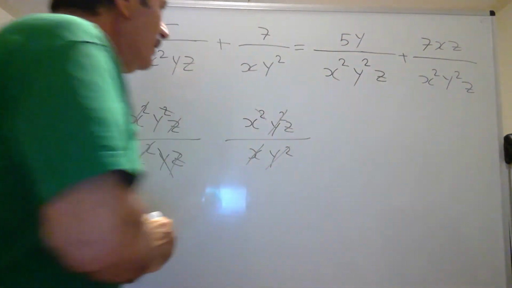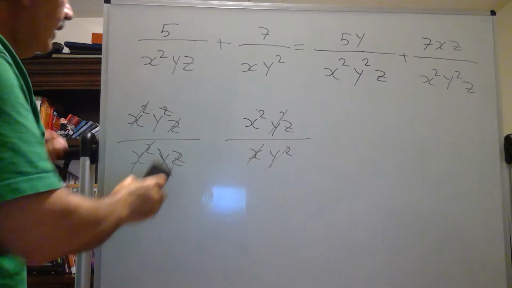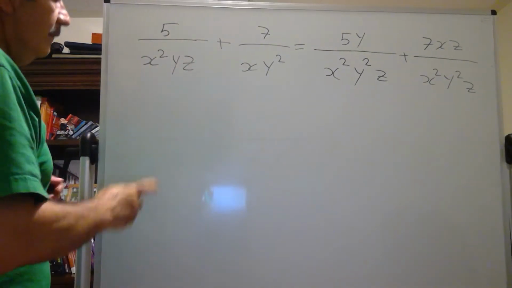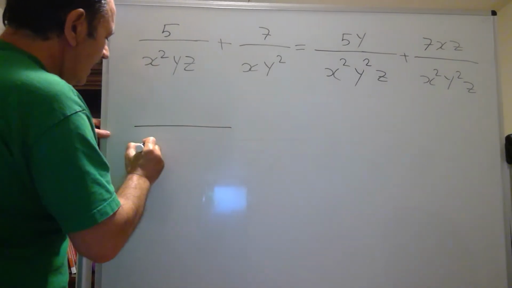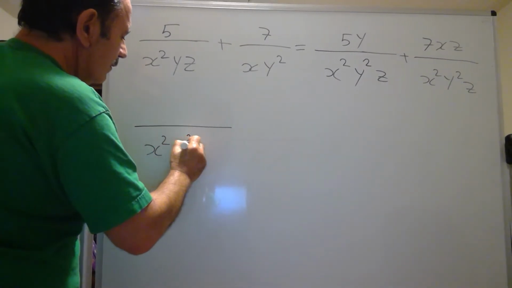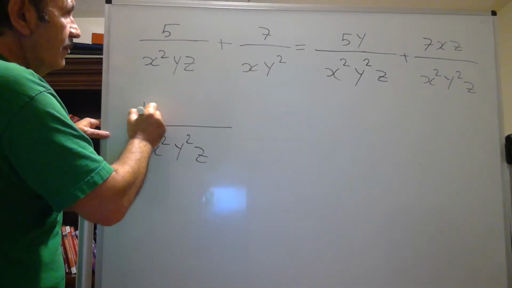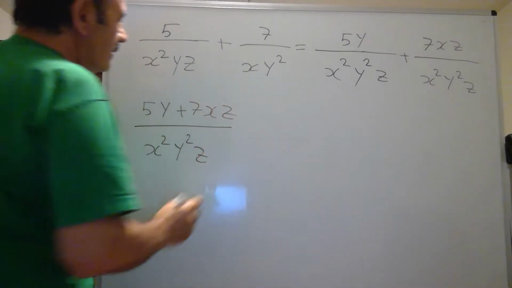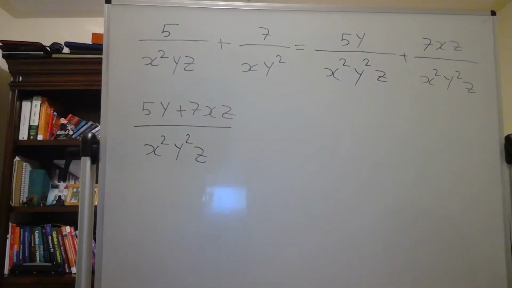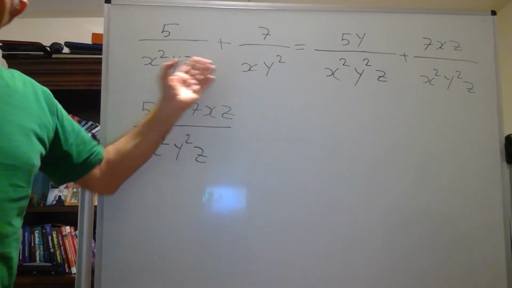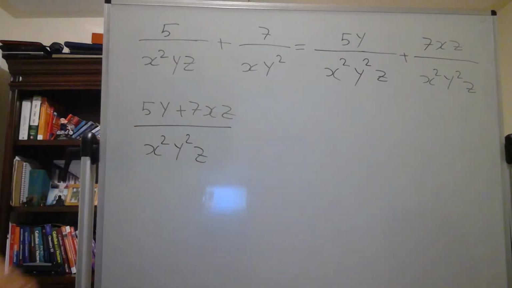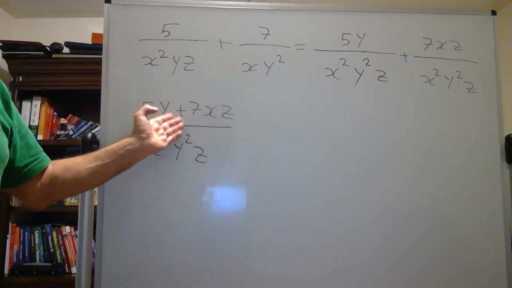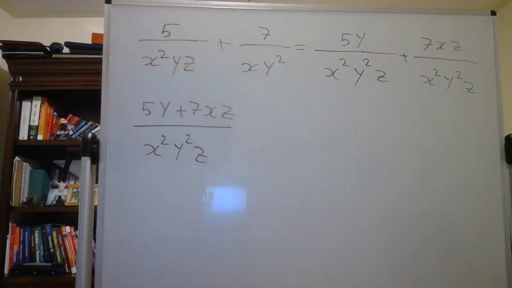Now we have the same denominator. Write the same denominator and do the algebraic addition of numerator, which the denominator is x squared y squared z, and it's going to be 5y plus 7xz. This is the algebraic addition of the fraction with different denominator that we have to find LCM. Remember, if it was subtraction, it was the same. Instead of addition, we just put the subtraction.